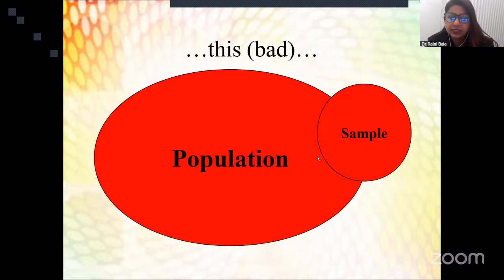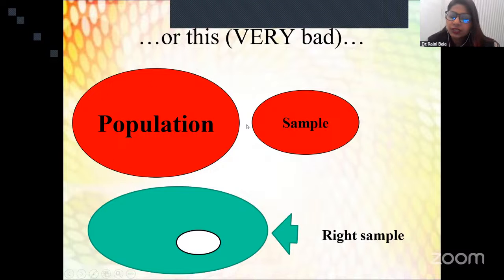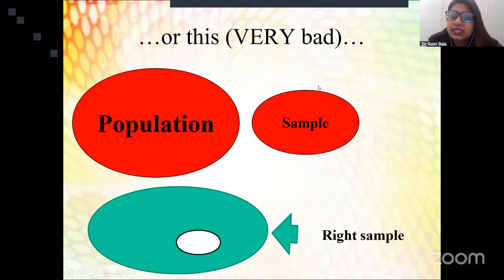So next, I have another sample out of my population. So this is my population. Again, out of this population, I'm taking this sample. This is a very bad sample. Why? Because this is not from my population, right? So this is the right sample which represents your entire population. We have to represent our population on the basis of our subset, on the basis of our sample.